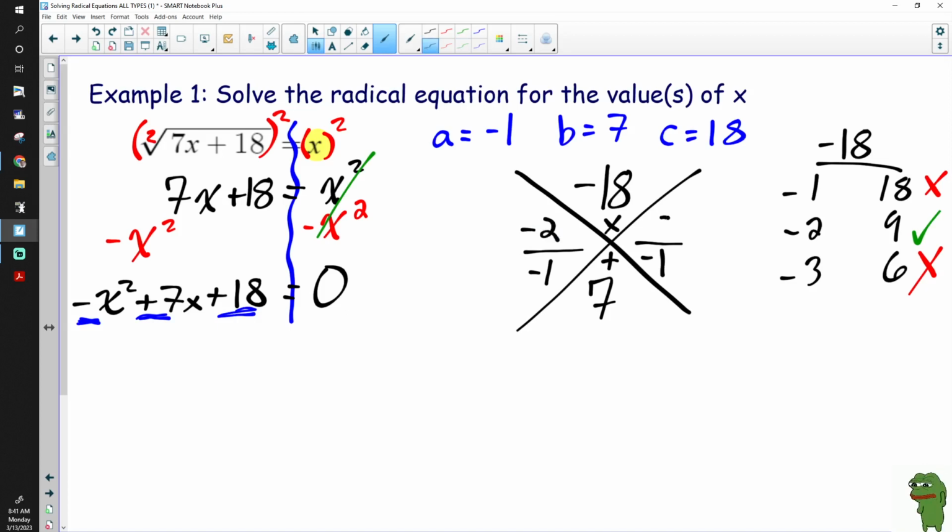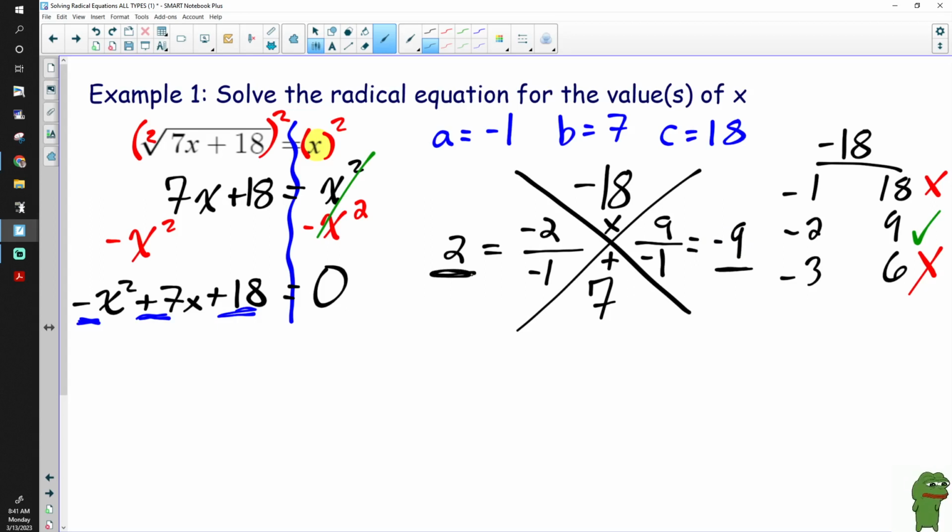Negative 2 and 9. Okay, and then make sure you simplify. Negative 2 divided by negative 1 ends up being positive 2. 9 divided by negative 1 is negative 9. Now remember, these are called factors because the x method is a way of factoring.